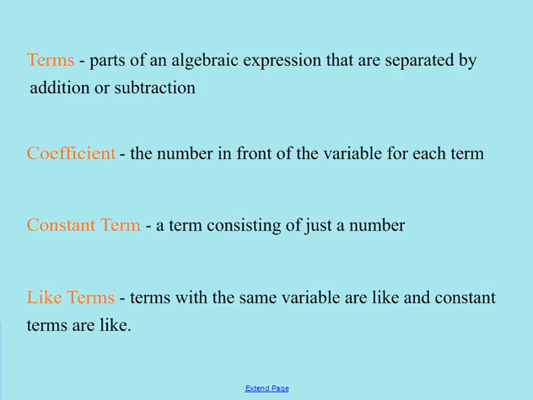All right, on this slide we have quite a few vocabulary terms, so let's go ahead and define these. Terms: parts of an algebraic expression that are separated by addition or subtraction. Coefficient: the number in front of the variable for each term. A constant term is a term consisting of just a number, meaning there's no variable. And like terms: terms with the same variable are like, and constant terms are like. Okay, so let's take a look at some examples here real quick.